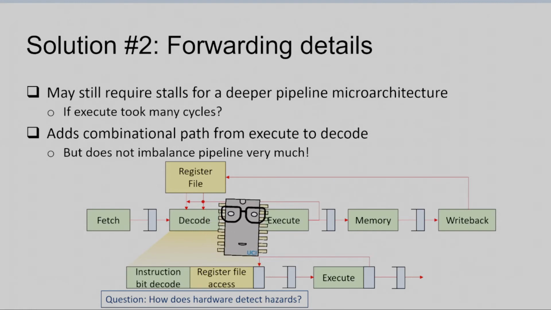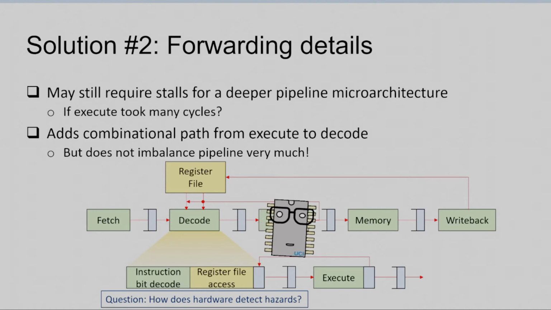So because the combinational path doesn't create too many dependencies, it doesn't introduce additive latency. The latency of execute and the latency of decode can mostly be overlapped, so it doesn't add latency too much, and it doesn't create an imbalance in the pipeline too much.